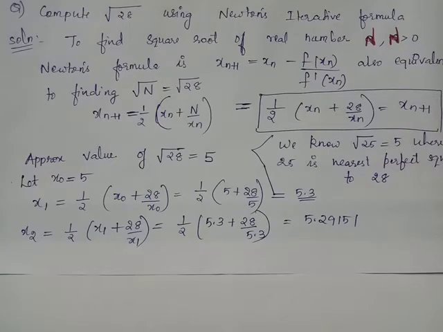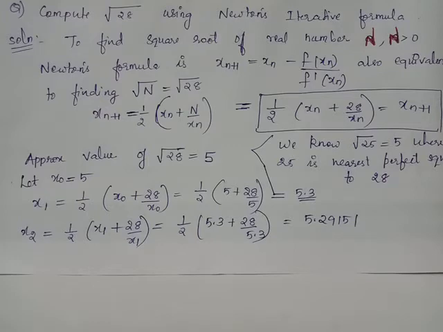Compute square root of 28 using Newton's iterative formula. Using Newton-Raphson iterative formula, we have already computed, in order to find out square root of a real number capital N, where capital N is greater than 0, the Newton's formula value will be xn plus 1 equals 1 by 2 times xn plus capital N upon xn.